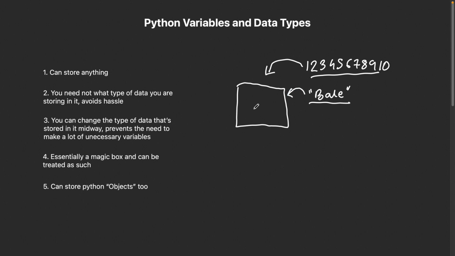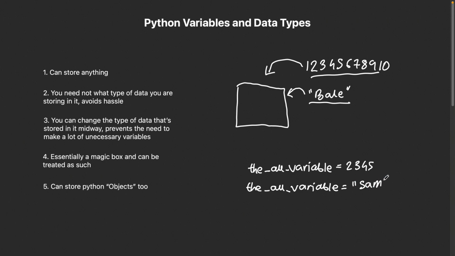That's the thing. If you define one variable, let's say the all variable, and you set it to some number, let's say 2, 3, 4, 5 in Python. What you can also do is you can call the same variable, the all variable, and you can then set it to something else, let's say Sam. The thing is, this is an integer, this is a number, but this is a string. And you can absolutely do this in Python.